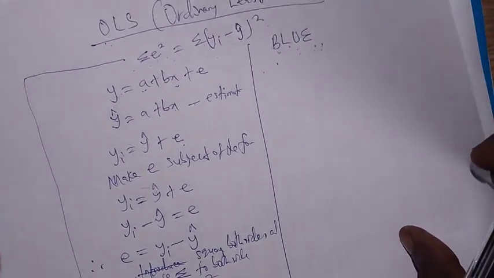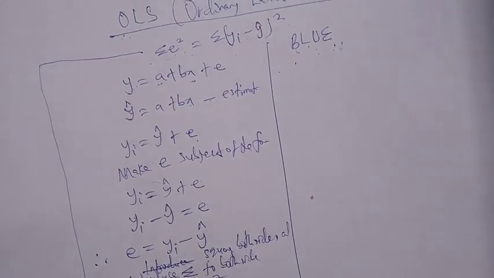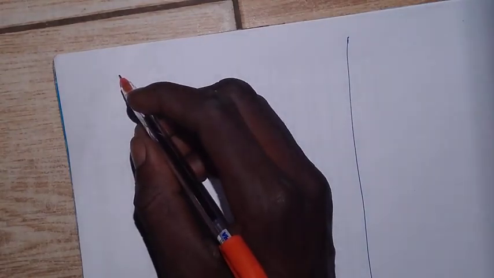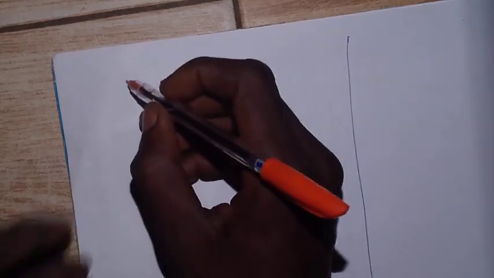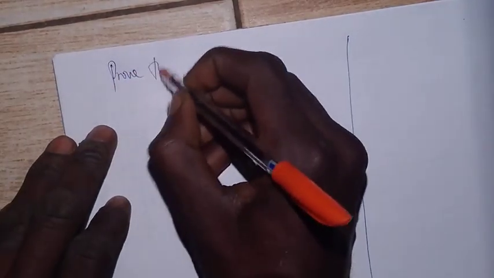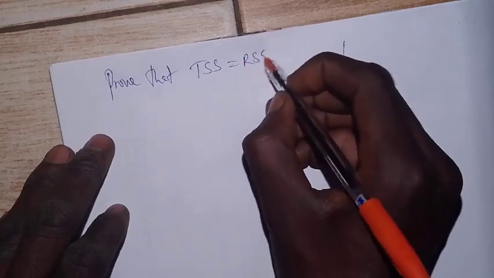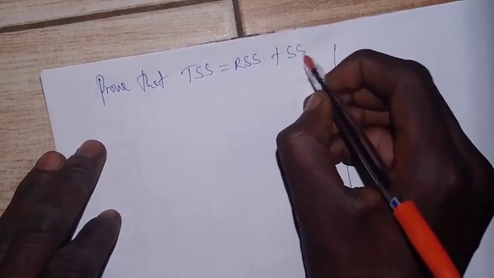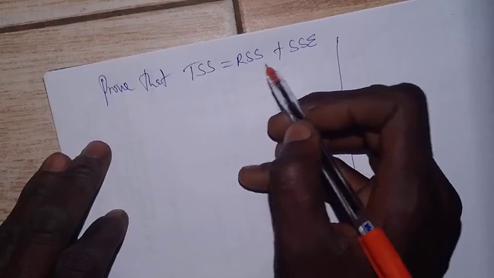Now, having seen OLS, how do you prove something? Sometimes in econometrics we might be asked to prove that total sum of squares is equal to regression sum of squares plus sum of squared error, right? Total sum of squares equals regression sum of squares plus sum of square error.